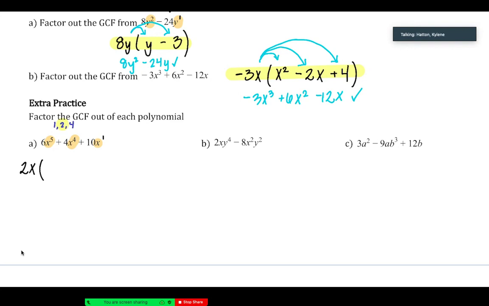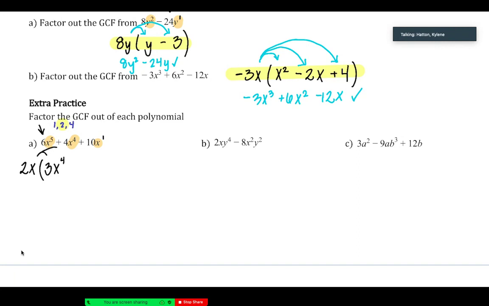So when I factor it out, I can think: 2x times what is going to get me to 6x to the fifth? Well, 2 times 3 will get me to 6. And then x times what is going to get me to x to the fifth? Well, I'm starting with x to the first power, so I have to multiply in an x to the fourth power to get up to x to the fifth. Because remember, when we multiply powers, we add those exponents. So this would be x to the 1 plus 4 to get me back to x to the fifth.